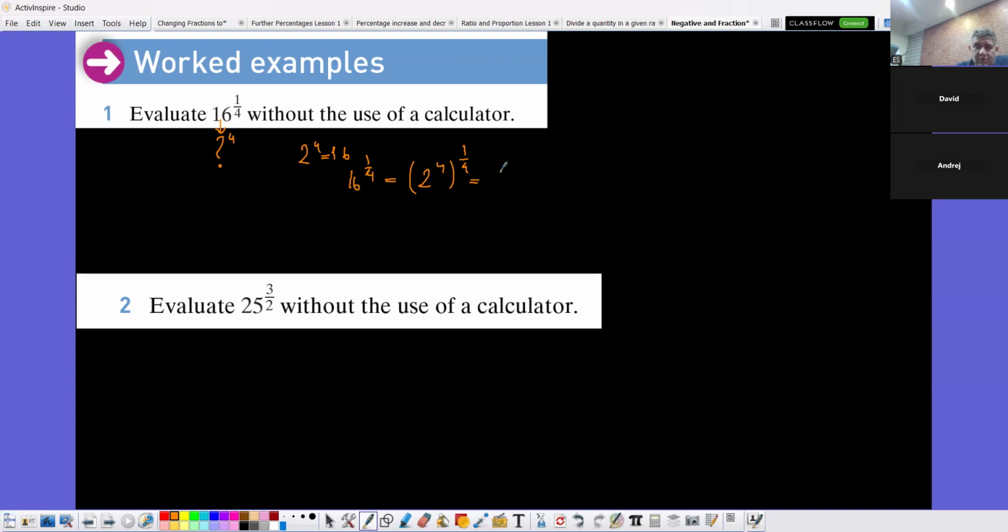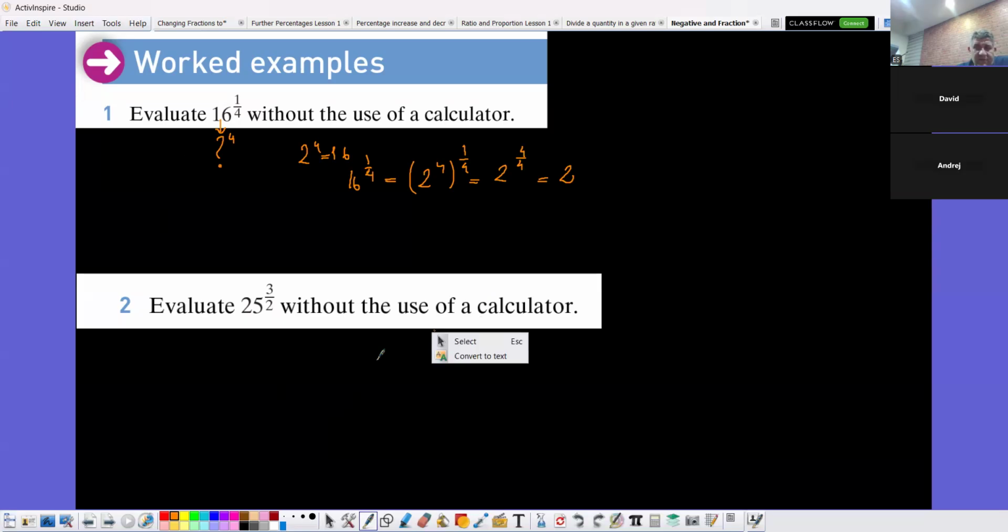And then it's going to be equal to 2 to the power of 4 over 4, which is equal to 2 to the power of 1, and that's going to be equal to 2. 2 to the power of 1 here, but as I mentioned before, this is invisible power.